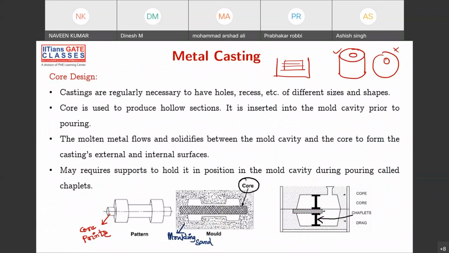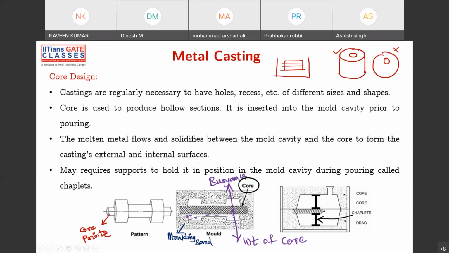Now, okay, so now something is happening. What is happening here? I told you already, this core is having some weight. And obviously, when you are pouring liquid metal into this, the liquid metal will put some buoyancy force. Some buoyancy force is acting onto the core, because this is liquid.